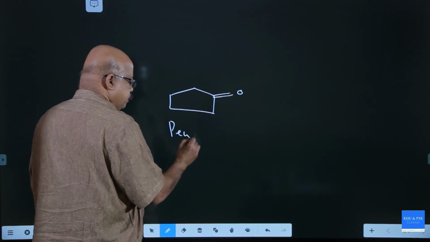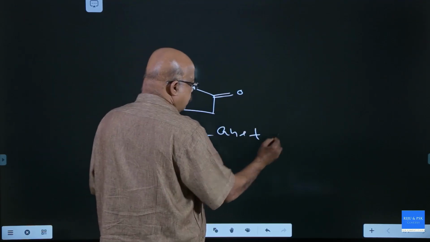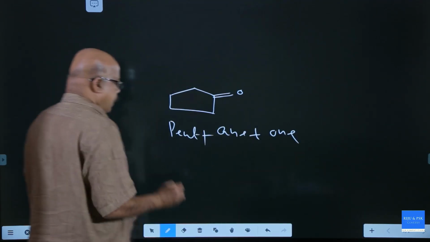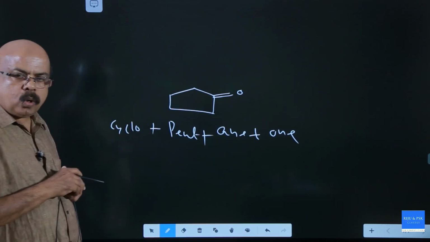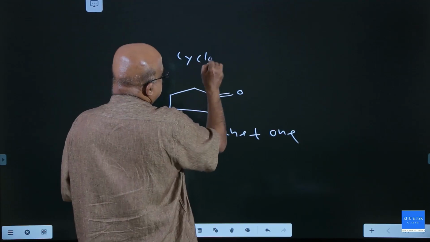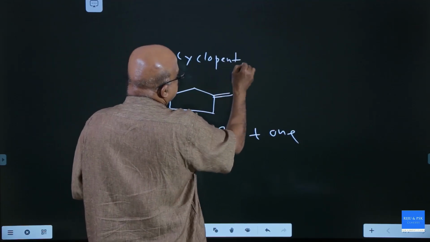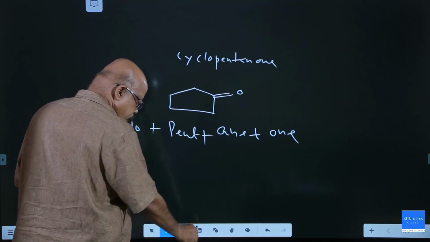Penta, carbon-carbon bonds single, one. It has a cyclic structure, so it is cyclopentanone.